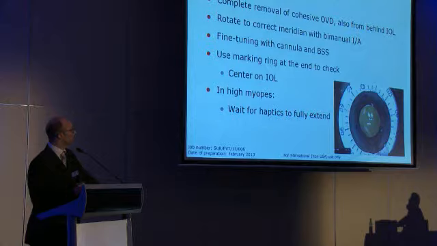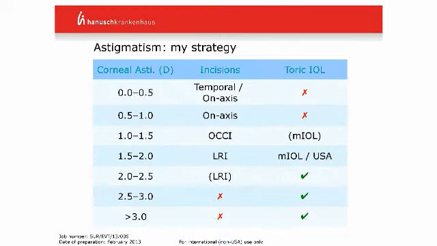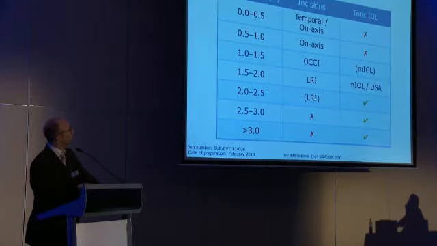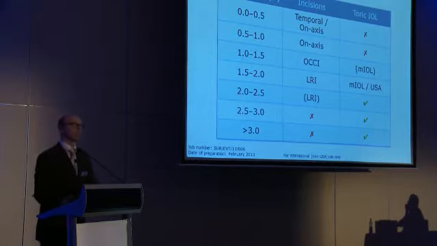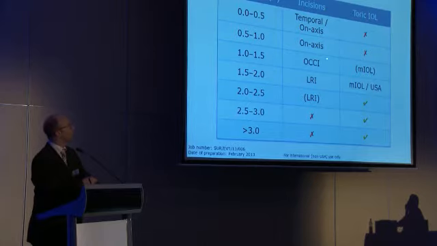Next. So this was actually my strategy about a year ago, and I've changed my strategy slightly. What I've said is incisional techniques and toric lenses. I think under one diopter, there's not much of a discussion. I think incisional techniques are the way to go. You just do an on-axis incision, and I also like to do opposite clear cornea incisions in low astigmatism because I think they're quite effective and they're cheap.